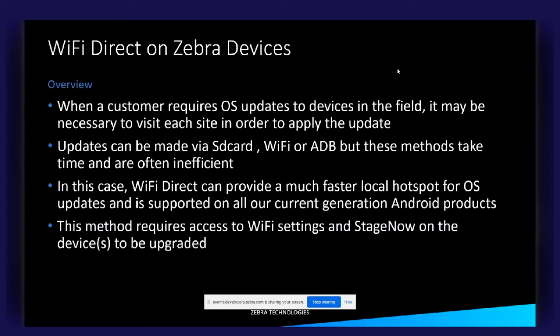Wi-Fi Direct, the summary is it will provide a faster local hotspot for OS updates, supported on all current generation Android products. In fact, I think Wi-Fi Direct has been in Android since version 4, KitKat, so for quite a long time. And as I mentioned, you need to be able to access at least the StageNow client in order to be able to do the upgrade. So if the devices are locked through some kiosk utility, you need to be at least able to get into admin mode in order to access StageNow.